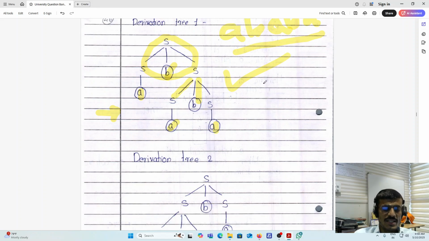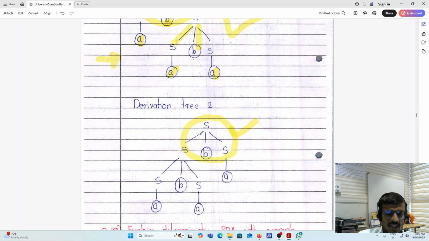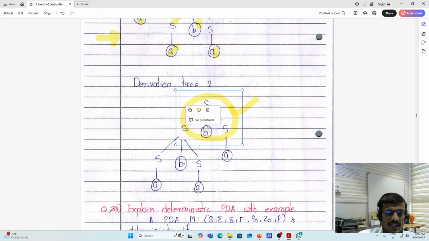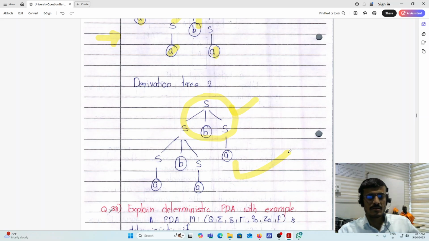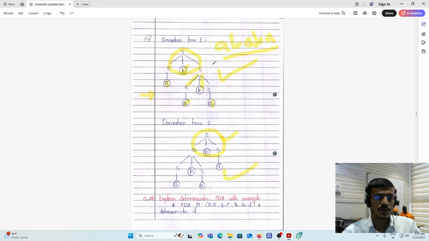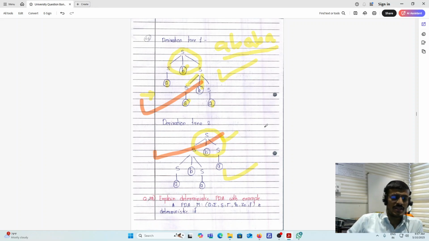Again, using the same productions, that is S tends to S B S and S tends to A, I can go with this diagram also. You can see here S tends to S B S, then on the left side S tends to S B S, then S tends to A, S tends to A, S tends to A. So these are also possibilities. Your observation should be very clear. What it shows is that the first derivation tree is totally different from the second one. So it is an ambiguous grammar, or both trees are called ambiguous trees. Keep in mind this one also.